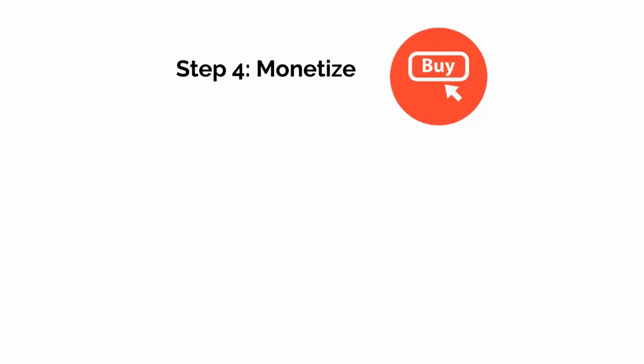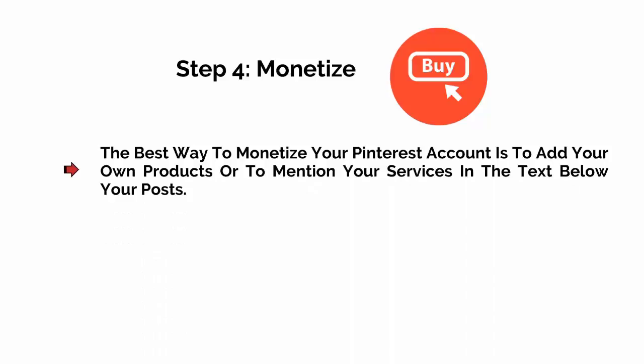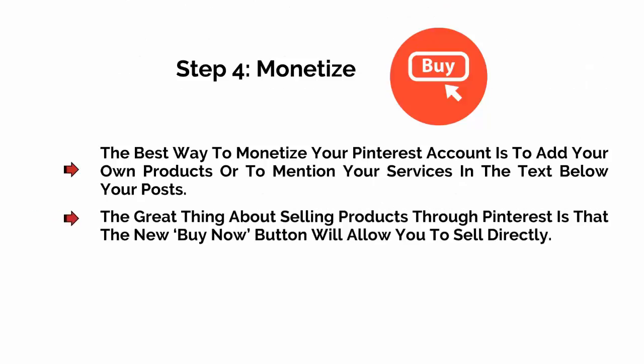And step 4 is to monetize. Now, monetization is the step that should come last, but of course it's still very important. The best way to monetize your Pinterest account is to add your own products or to mention your services in the text below your posts. The great thing about selling products through Pinterest is that the new Buy Now button will allow you to sell directly, like you would on an e-commerce site.